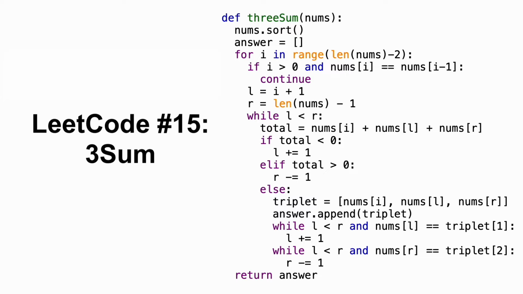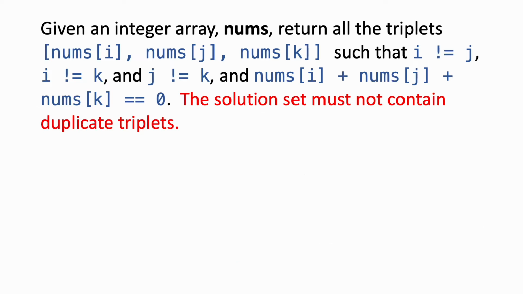Okay, now here's the problem statement for 3-sum. Given an integer array nums, we need to return all the triplets nums[i], nums[j], and nums[k] such that i, j, and k are all different from each other, and the three values we pick must sum up to 0. The solution set also must not contain any duplicate triplets.